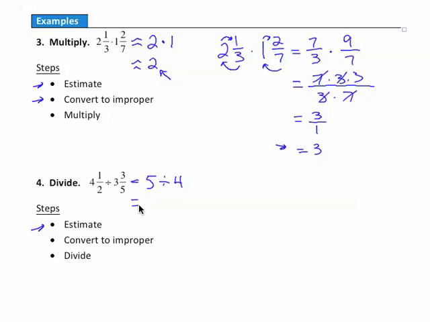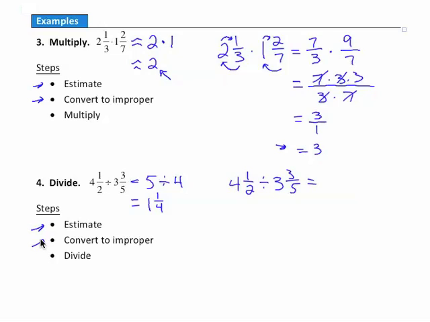And now you're looking at that going, 5 divided by 4, that's not going to work. Well, it doesn't have to work out evenly. We know how to take 5 divided by 4 and write this as a mixed number. 4 goes into 5 one whole time, and it has a remainder of 1. So for our estimate, we should be getting something close to 1 1/4. So now let's take a look at the actual answer.